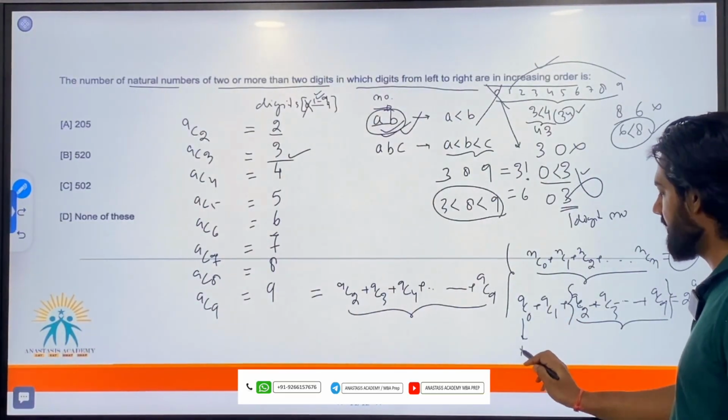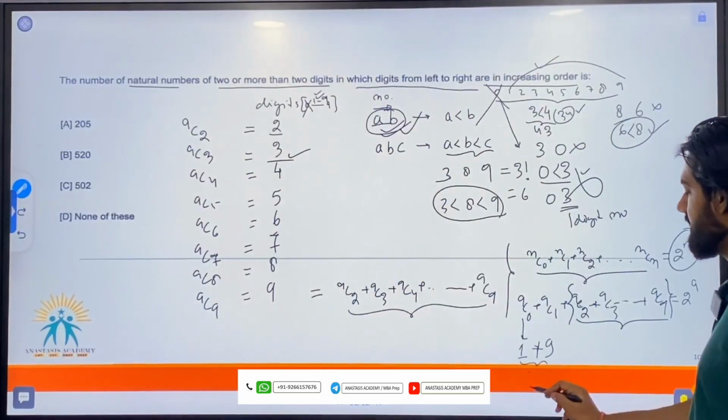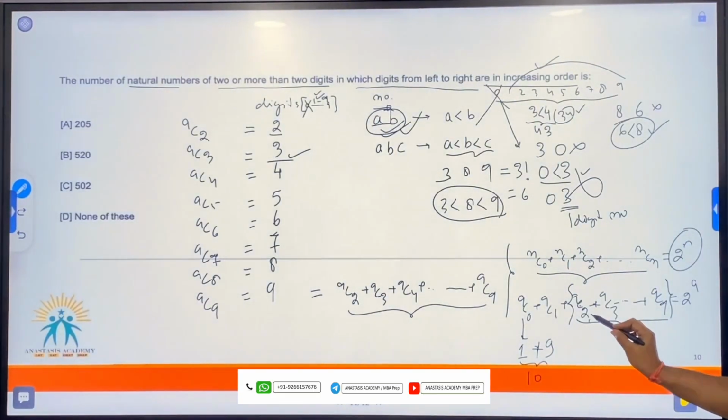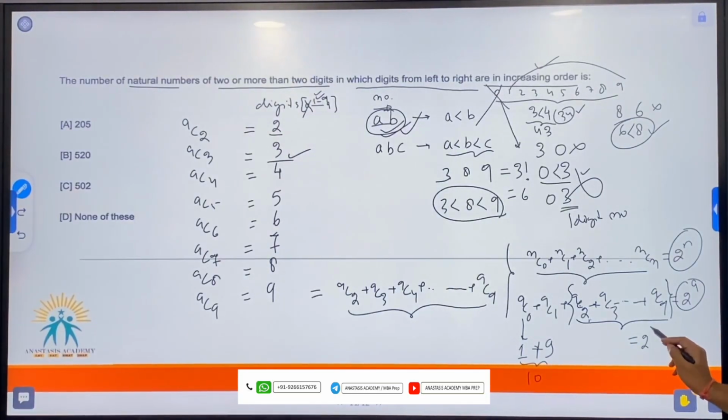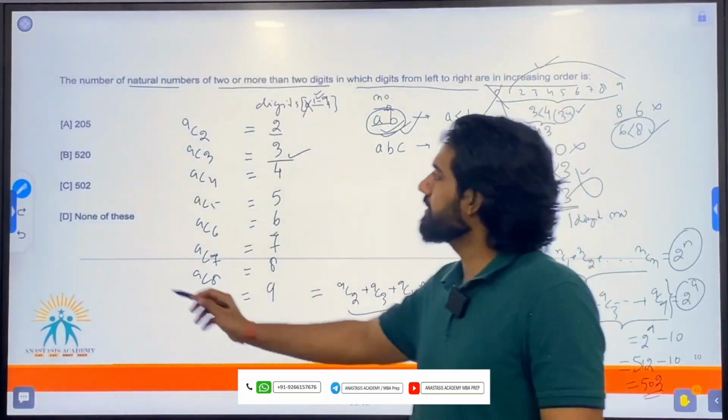9C0 I know is 1, 9C1 I know is 9, and the sum of these two is 10. So the value of this expression would be 2 raised to the power 9 minus 10, and 2 raised to the power 9 is 512, minus 10 is 502. So the correct answer to this question would be 502. Such natural numbers would be possible. The correct answer is option C.